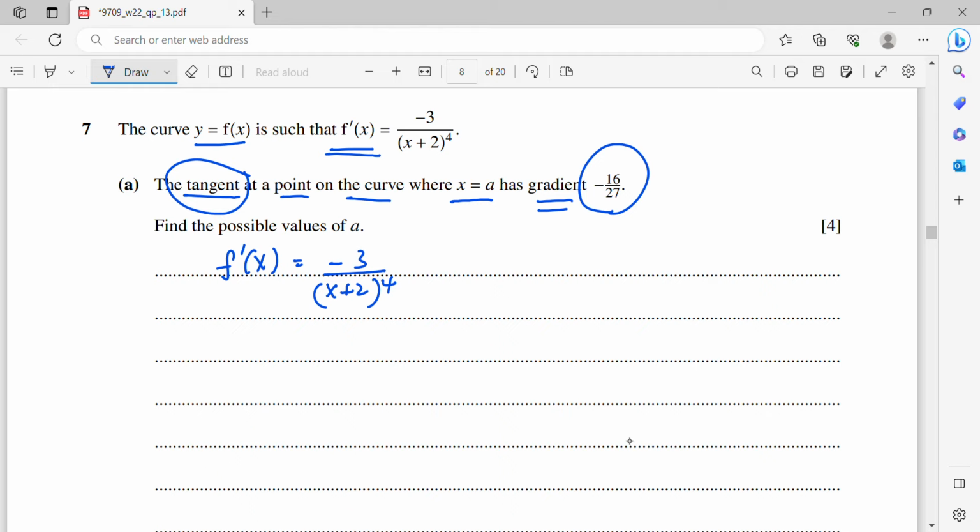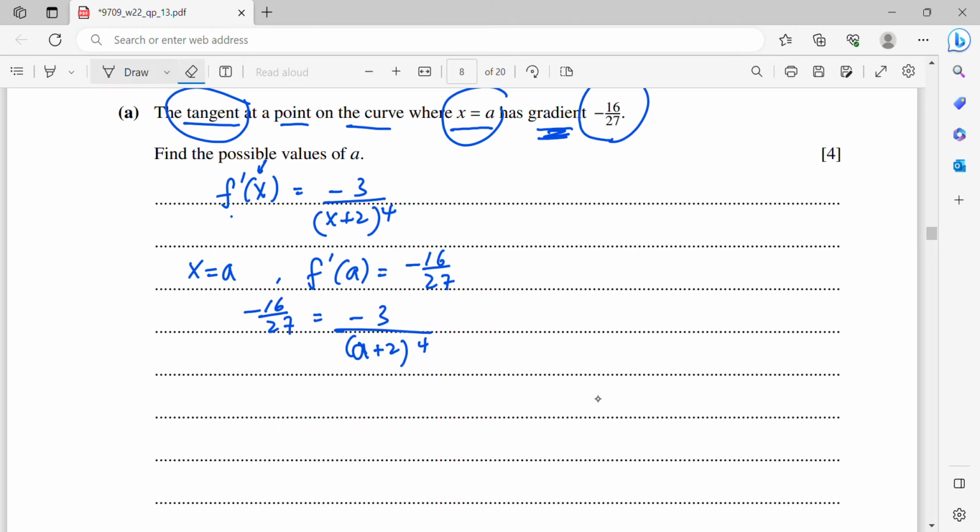Now f prime x is negative 3 over x plus 2 degree 4. But when x equals a, the gradient, which is f prime a, is going to be negative 16 over 27. So you can directly replace x by a, and at the same time f prime x will be replaced by negative 16 over 27. I will get negative 16 over 27 for the left hand side. Right hand side is going to be negative 3 over a plus 2 degree 4.